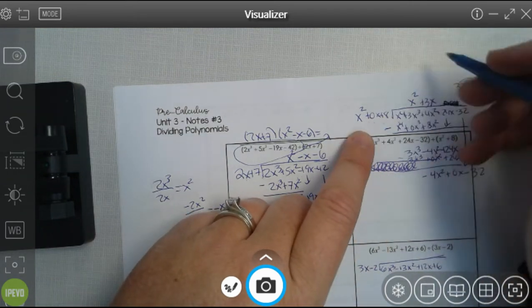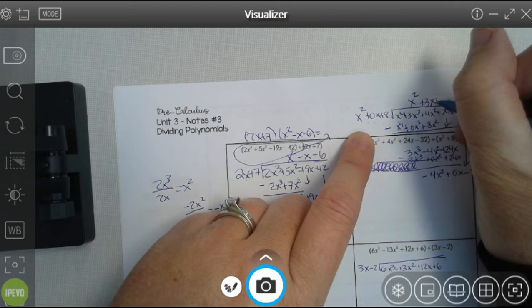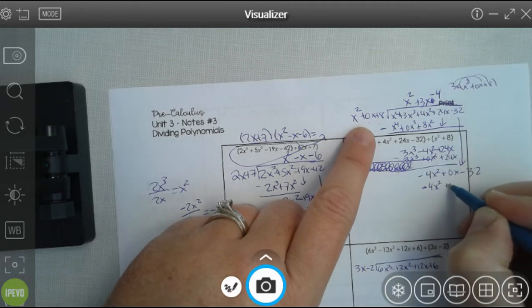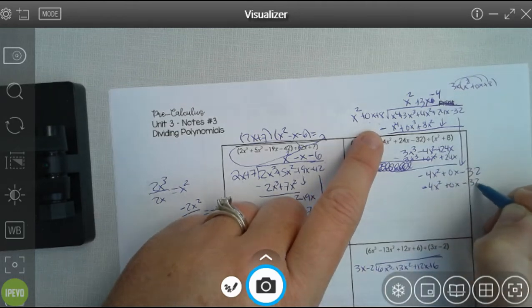So now divide these. It's going to give me a minus 4. Sorry about that. It's a minus 4 up there. I see it's frozen again on you. So go ahead and multiply. Hopefully it unfreezes soon. Negative 4 times all of those is negative 4x squared plus 0x minus 32.